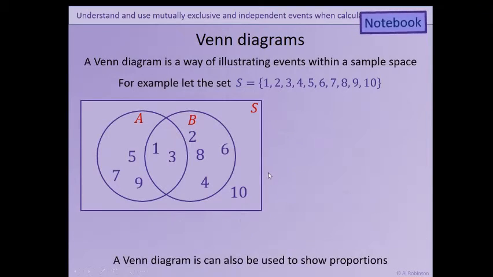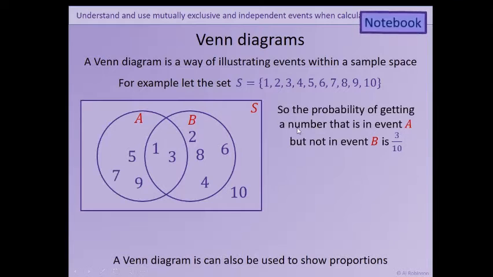Okay, so here we go, it makes it much easier to see what's going on. Sometimes they don't tell us in the question that we have to draw a Venn diagram, but it's much easier if we do draw a Venn diagram, okay? So the probability of getting a number that's in event A and not in event B is 3. Okay, so 5, 9, and 7.